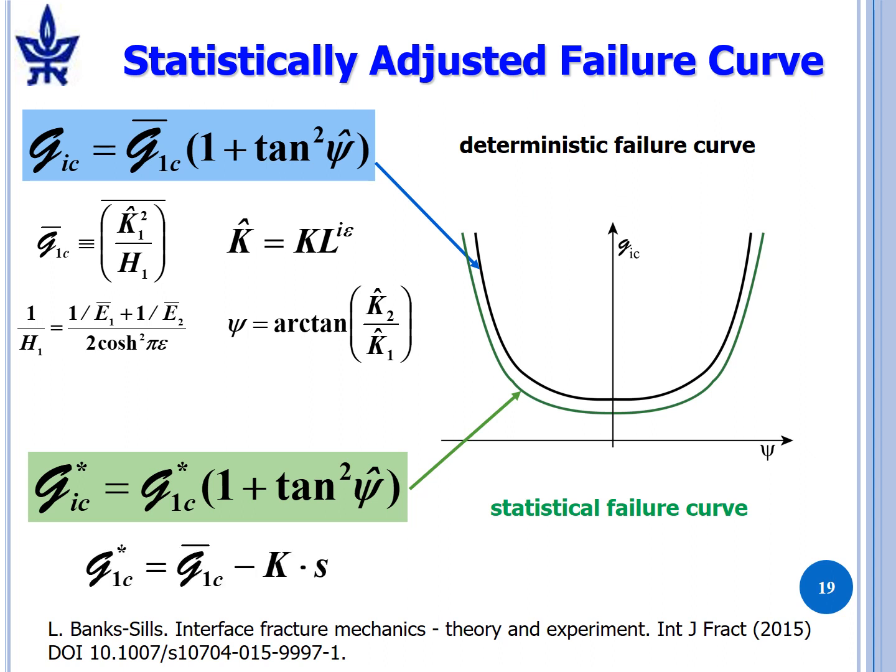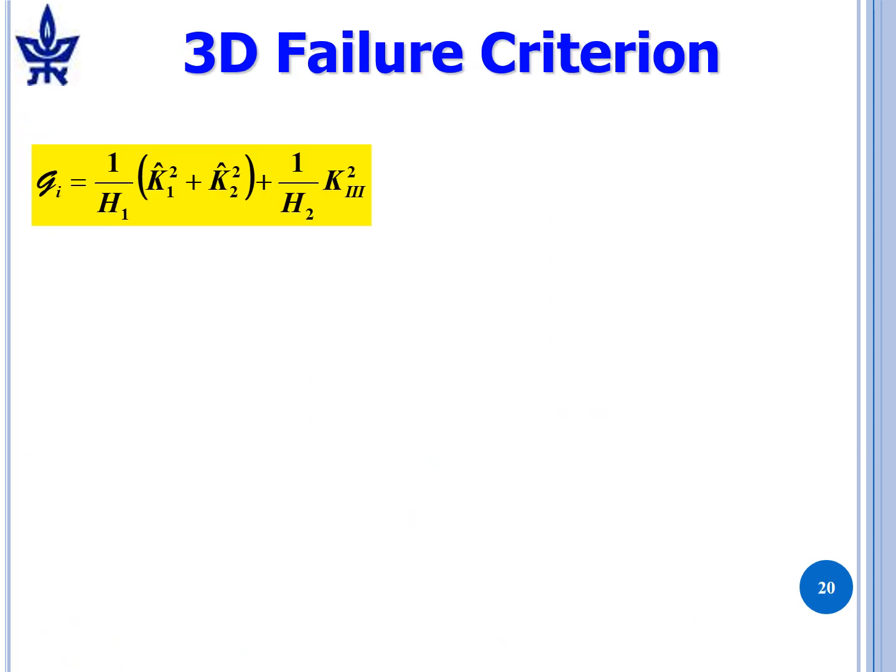So let's see how we apply it. Here's our G1C star, which is G1C bar decreased by KS. And so let's take a look, before we go on, at a 3D failure curve.